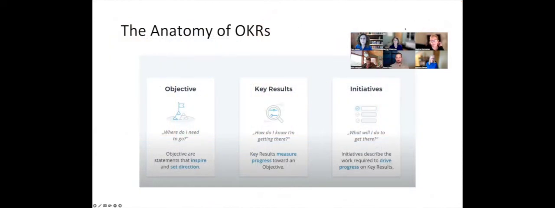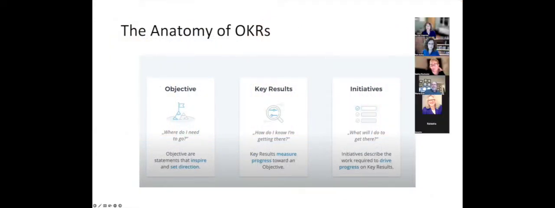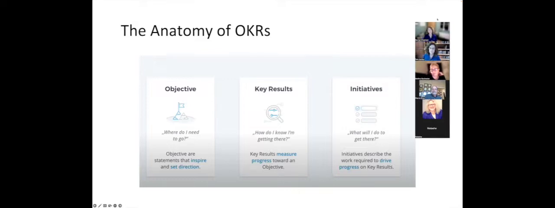What are objectives and key results? So this is just a little slide which talks about the anatomy of them. You could say there are broadly two parts to objectives and key results, but it's important to remember the third one as a separate thing. So what's an objective? The objective is, where do I need to go? Where am I heading to? What's the ultimate destination that I'm trying to get to?